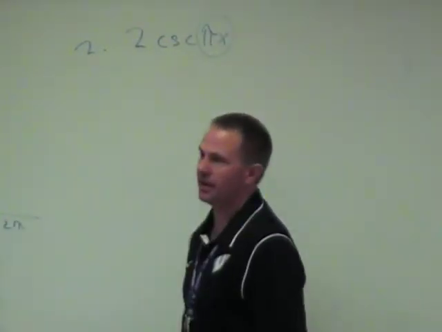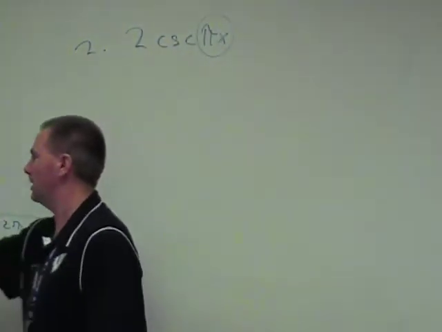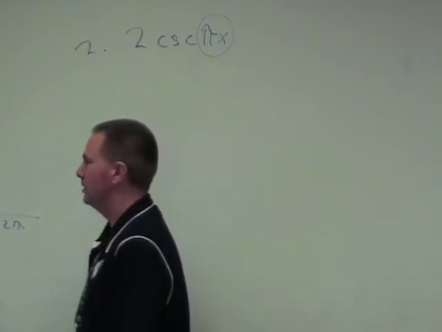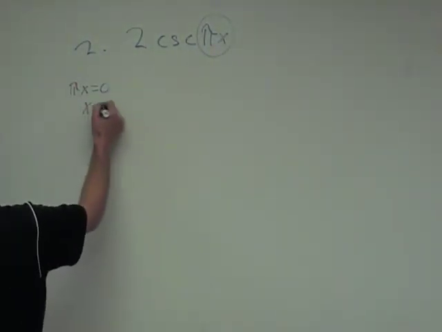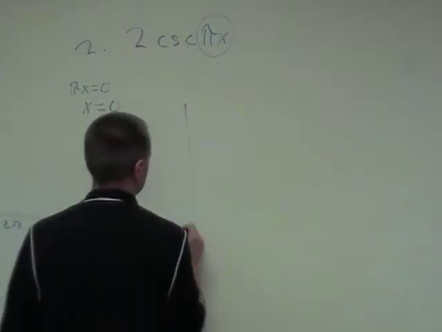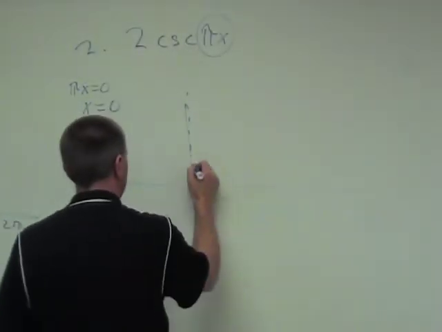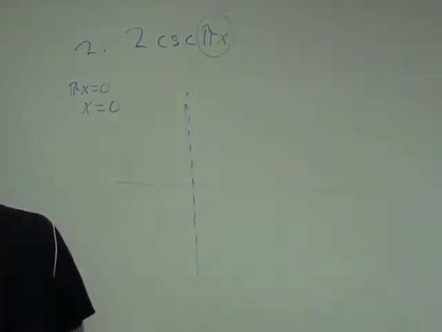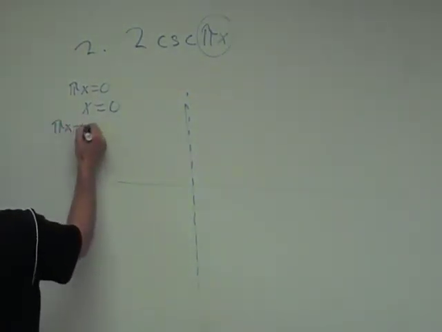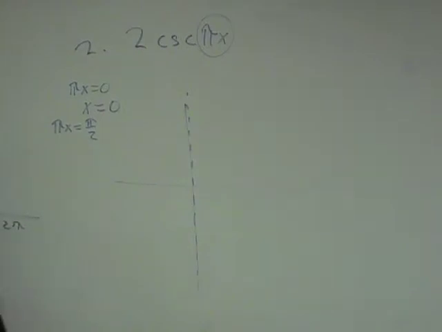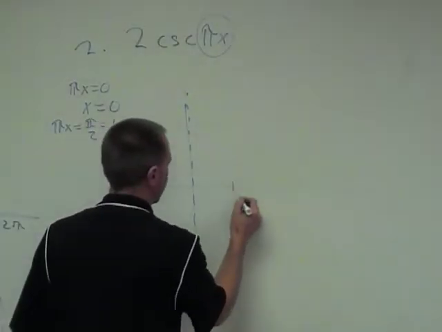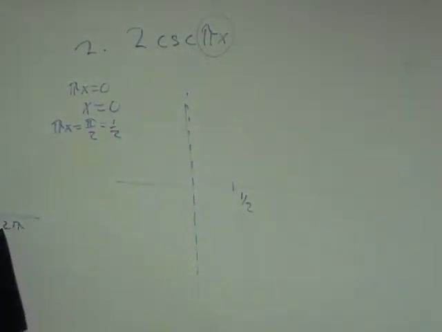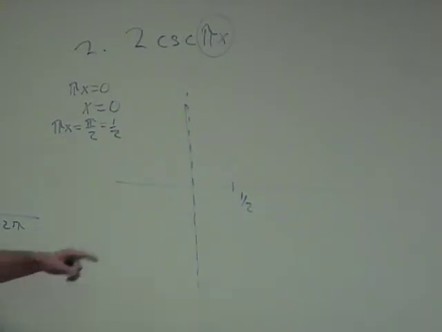You're going to take whatever that is, set it equal to each of these x values. Pi x equals 0, so what's x equal? 0. That's not moved. Pi over 2. So pi x equals pi over 2. Divided by pi, multiplied by 1 over pi, you get 1/2. Good job. So 1/2.